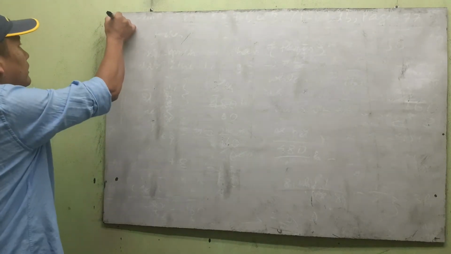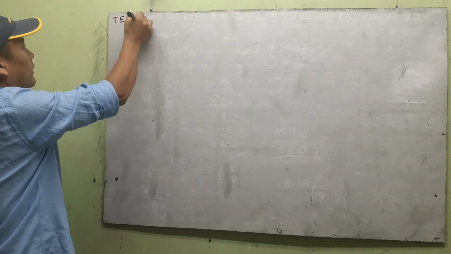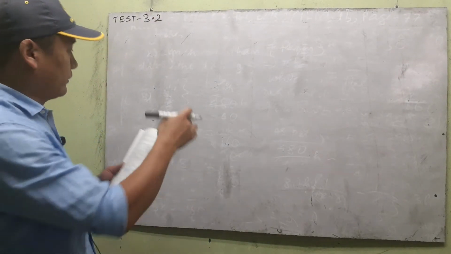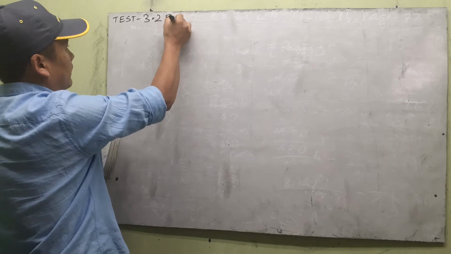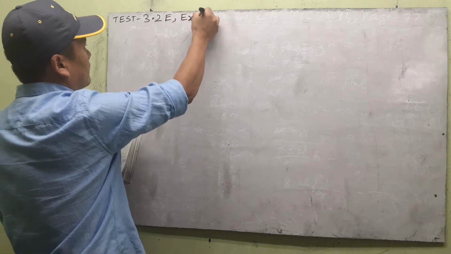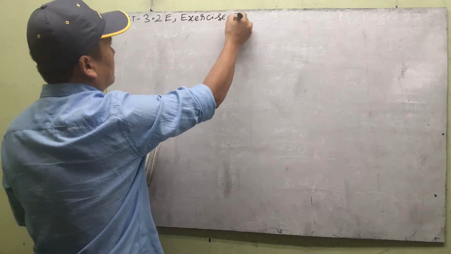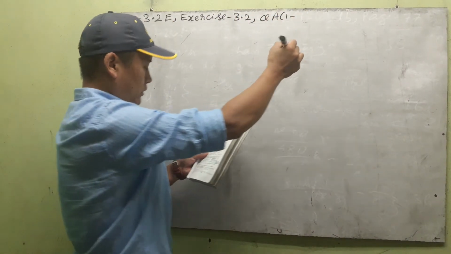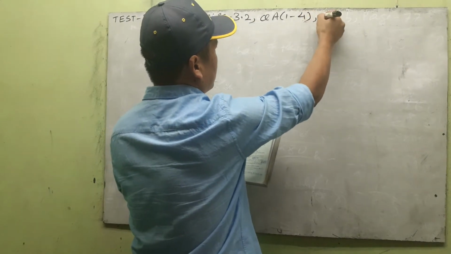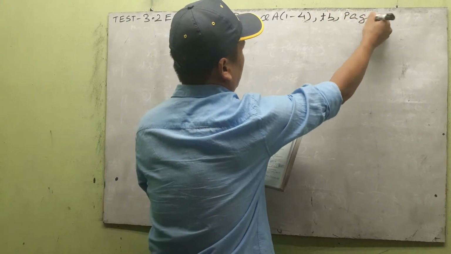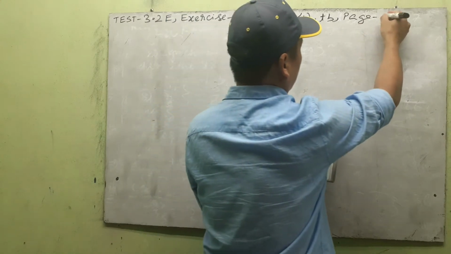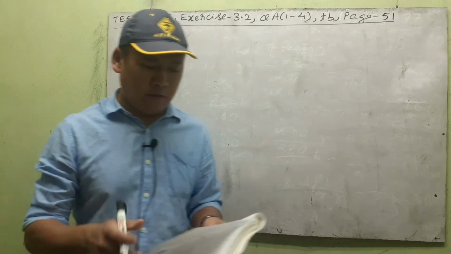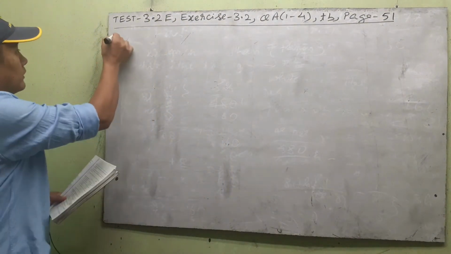Okay, so the next test here, test 3.2E, okay. Under exercise 3.2, question A12 of 4, textbook page. We'll find this on 51. Let's start then. Let me read the question.